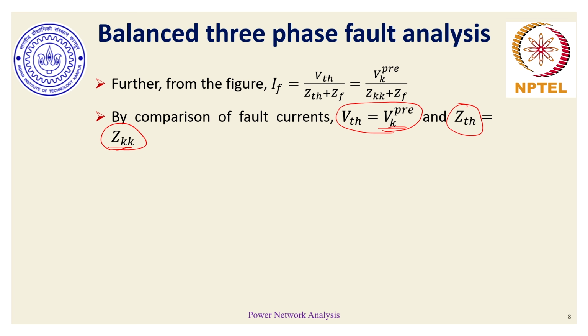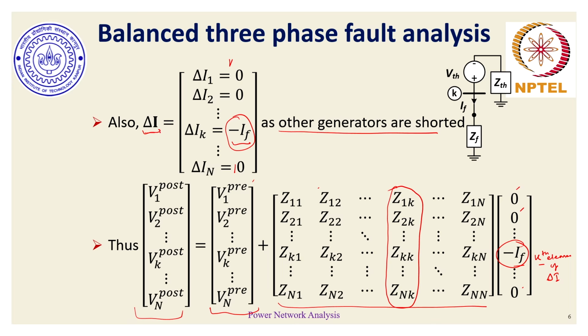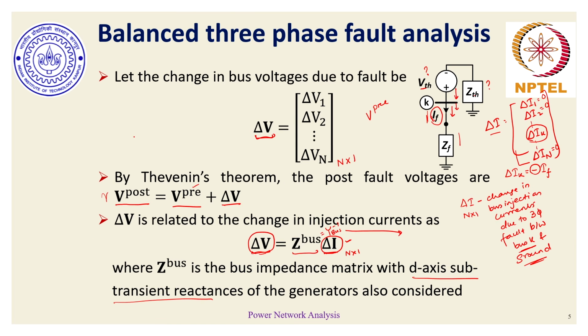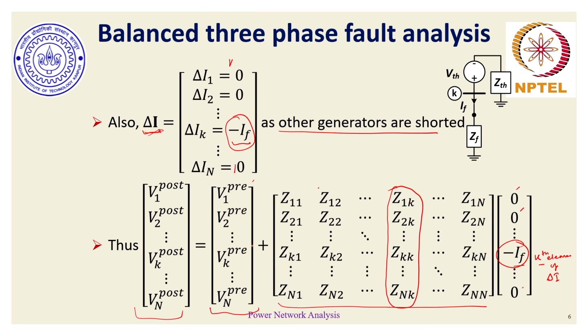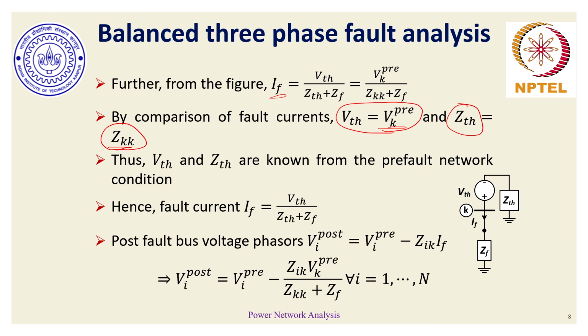Once you know Thevenin voltage and Thevenin impedance, you can find the fault current. Once you know the fault current, you can evaluate your delta I vector. Once you know delta I, you can find delta V. Superimpose delta V, this entire element, on V pre to find the new post-fault voltages. And essentially, once you know the post-fault voltages in three-phase fault, you can find the corresponding fault currents and all necessary evaluations that you need.